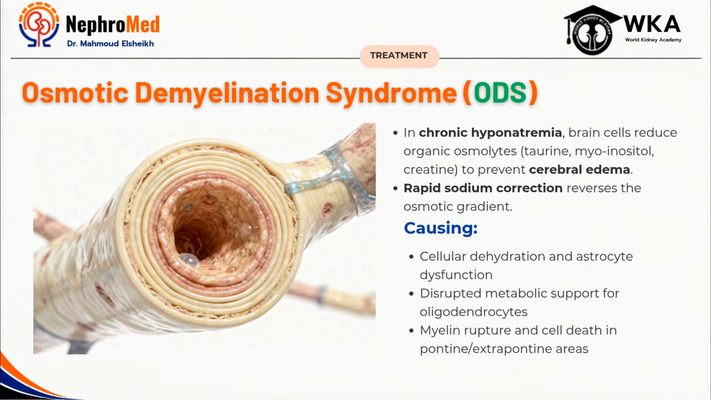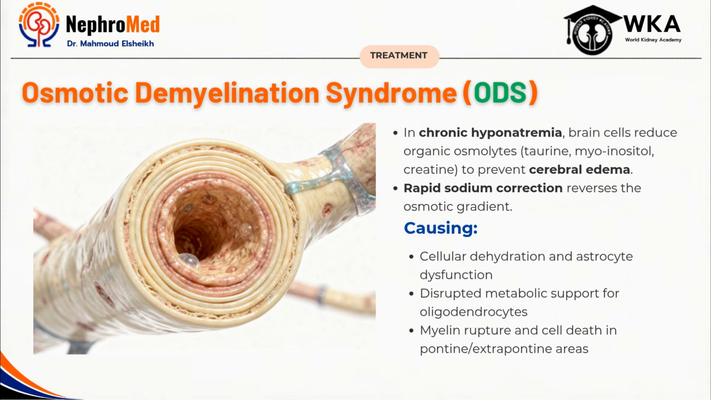This is a complication we fear most when correcting chronic hyponatremia too rapidly: ODS. In chronic hyponatremia, the brain gradually adapts to the hypotonic event. To protect itself from cerebral edema, brain cells start losing organic osmolytes, such as taurine, myo-inositol, and creatine. That adaptation helps maintain cell volume and prevent excessive swelling.